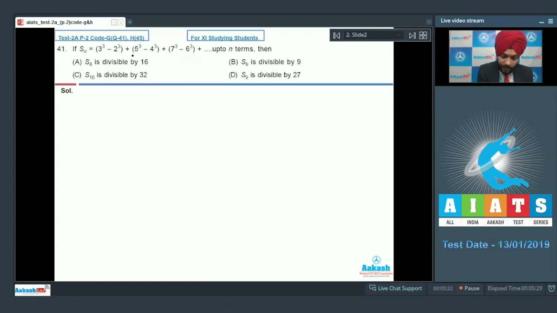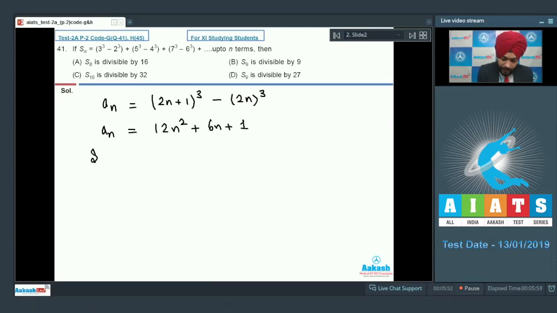The general term can be observed as 3, 5, 7. So the general term for the 3, 5, 7 series is (2n plus 1) whole cube. The general term for 2, 4, 6 is 2n. This is the general term, an. And we know that Sn is sigma an. So simplifying an, 8n cube will be cancelled: 3 into 4n square, 12n square, plus 3 into 2n, 6n, plus 1.